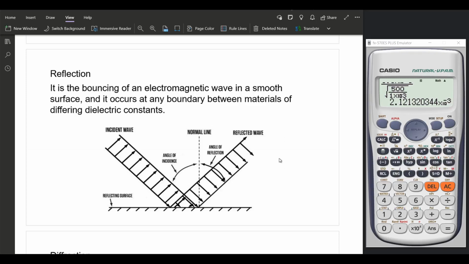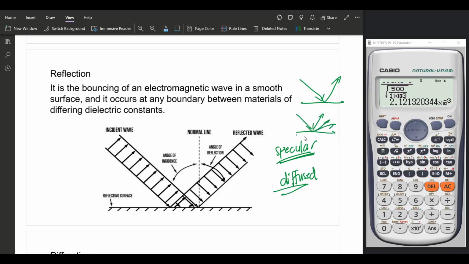We have the what you call the specular and the diffuse. The specular is the reflection sa smooth surface. So pag specular, parang ganun lang. Okay, so smooth surface. Diffuse is yung kapag kakalat yung signal mo. Okay, so kapag rough yung surface. So pag smooth yung surface, specular yung reflection. Pag rough yung surface, it's called diffuse reflection. Okay, so kapag rough, kapag irregular yung surface.